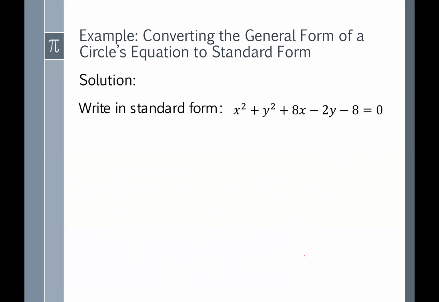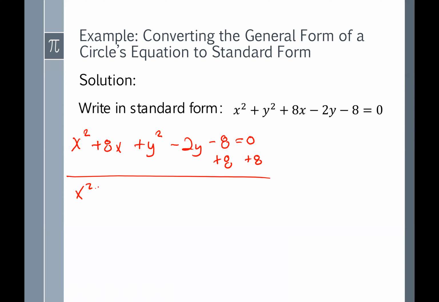And again, I do know it's a circle because I have the x squared and the y squared. So that would make this the equation of a circle. So I'm going to rewrite and put the two x's together. So I have x squared plus 8x. And put the two y's together, y squared minus 2y minus 8. And now I'm going to move that constant to the right-hand side of the equation. So that negative 8 is going to become positive 8 when I move it because I'm adding 8 to both sides.